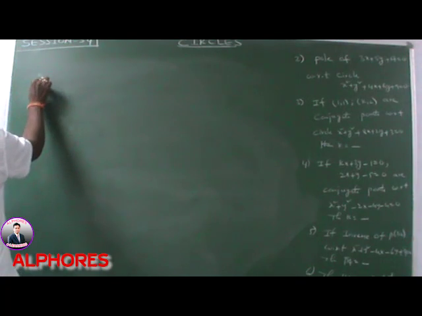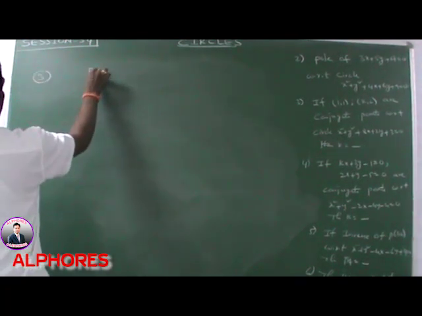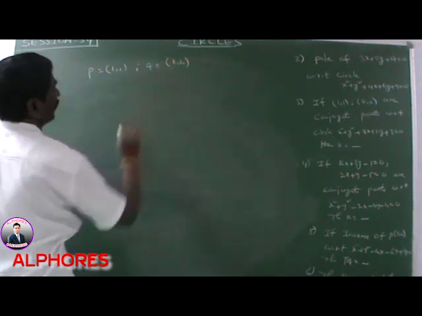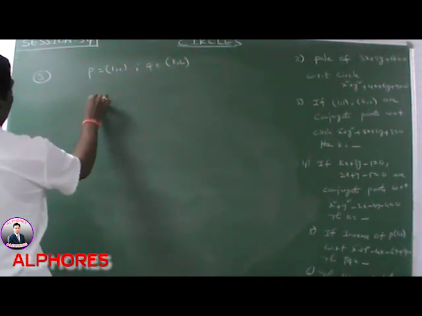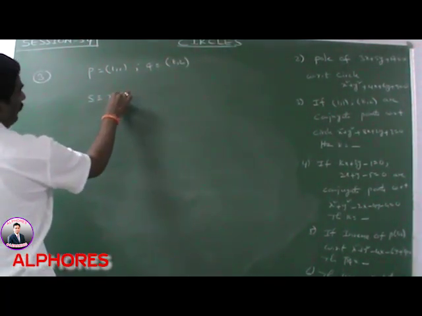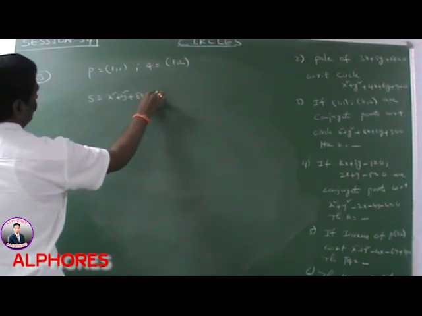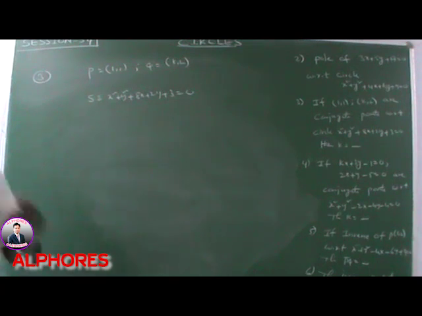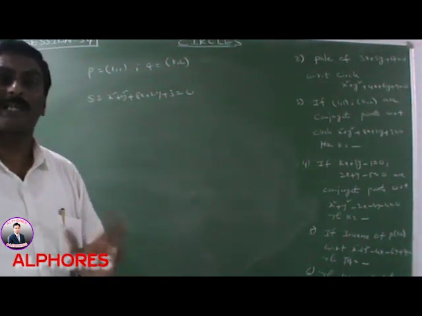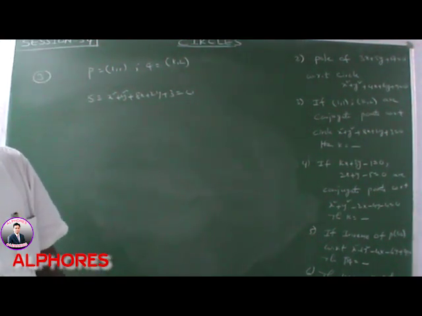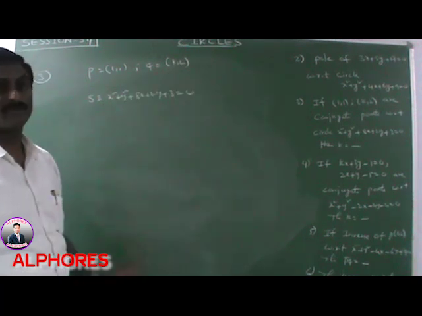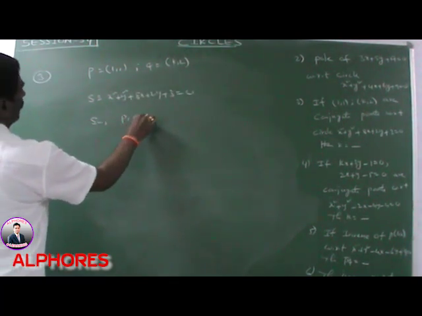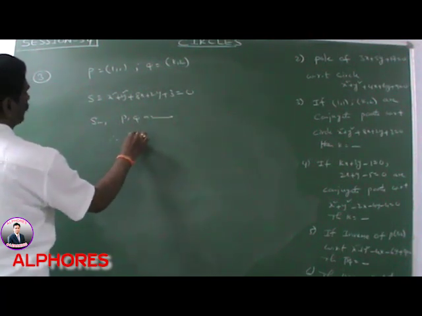Third one, given points P is equal to (1, 1), Q is equal to (k, 2). These two are conjugate points with respect to the circle x square plus y square plus 8x plus 2y plus 3 is equal to 0. If the points P(x1, y1) and Q(x2, y2) are conjugate points, what is the condition? S12 is equal to 0. By using that property, we find the value of k. Since P, Q are conjugate points, therefore S12 is equal to 0.